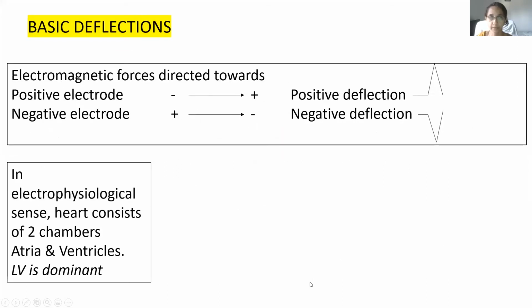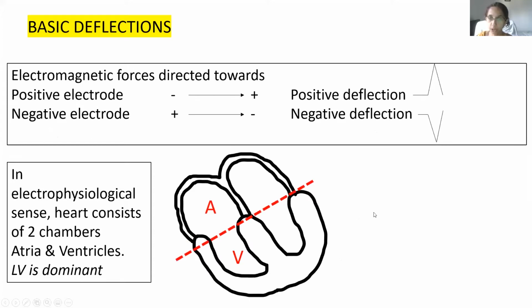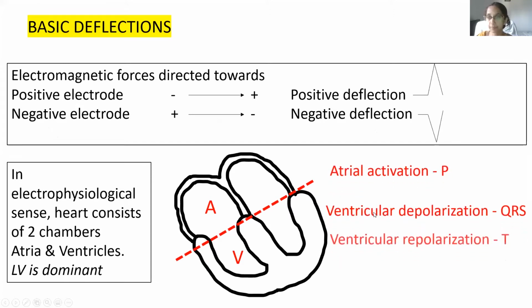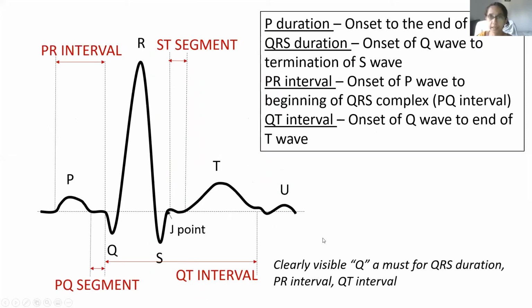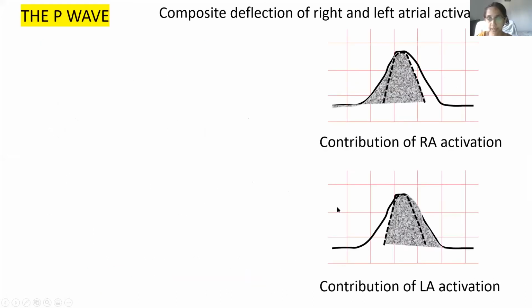Also, we understood that the electromagnetic forces which are directed towards the positive electrode will give us a positive deflection, and towards the negative electrode will give us a negative deflection on ECG. The heart behaves like a 2-chambered heart and not a 4-chambered heart, and hence we have the atrial depolarization, the P wave, the ventricular depolarization, the QRS, and the ventricular repolarization, the T wave. And then we know that there are a few segments and intervals which we will look into in detail today.